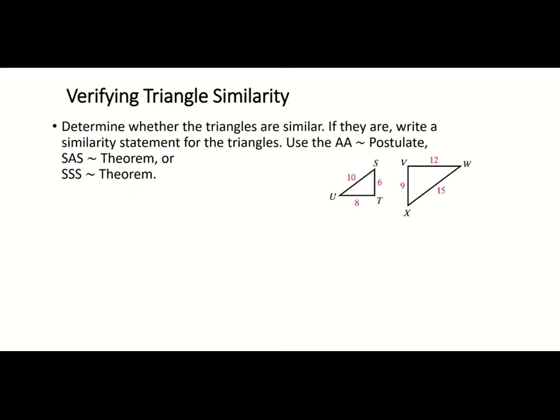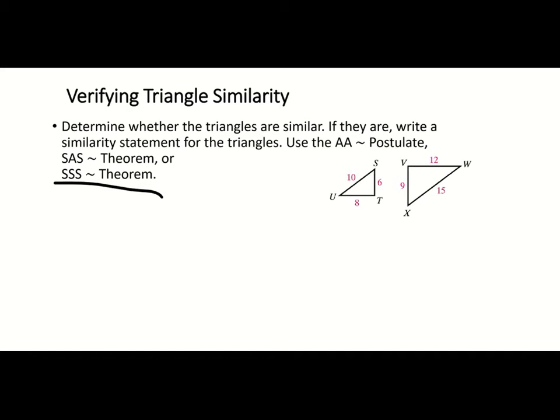So here we are going to determine if the triangles are similar, and if they are, we're going to write a similarity statement for the triangles. We will use the angle-angle similarity postulate, the side-angle-side similarity theorem, or the side-side-side theorem. Now, for this one, I notice that they gave me only sides, so we're going to check out the side-side-side similarity theorem first. Now, you're probably like, well, they're not oriented the same way. How do I know what matches up?